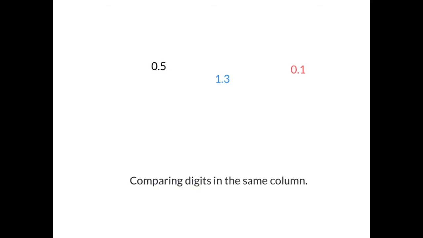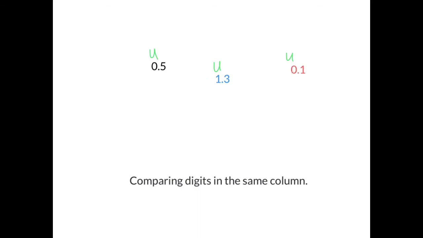Okay, so here we've got three different decimal numbers. We've got 0.5, 1.3 and 0.1. I've made them different colours to make it easier to follow. Now remember, we're comparing the digits in the same columns. Above the numbers, I've put a U for the units column. The units column comes just before the decimal point. So we're looking at 0, we're looking at 1, and we're looking at 0.